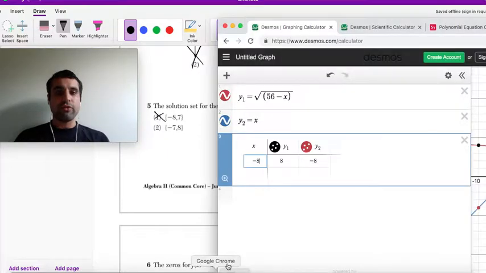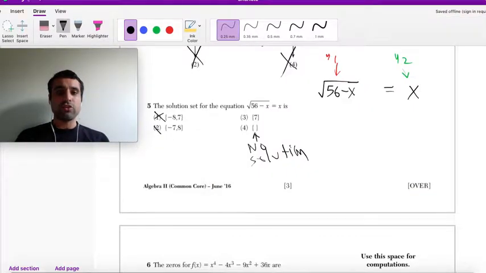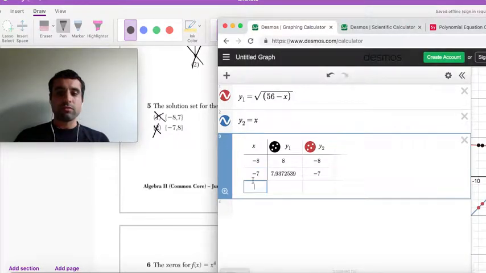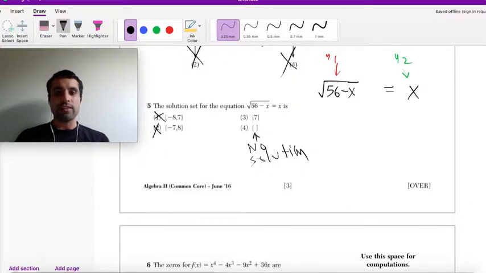I'm going to check for now -7. -7 didn't work either, so that eliminates choice 2. So now I want to see if +7 works. +7 does indeed work, because an input of 7, when you substitute into 56 minus x, you get 7 again. And when y2 equals x, that just gives the original input of 7. So since they're equal when x equals 7, we can't say there's no solution. The answer is choice 3. The solution set is only 7.